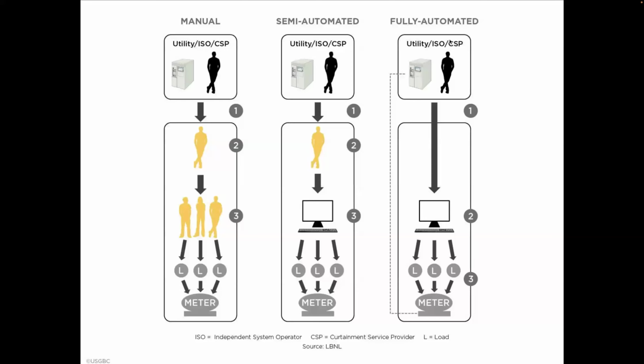Or fully automated, which is the most helpful, where the utility talks directly to your building automation system, which automatically reduces the load from there. So there's no human element to it. It just happens like that. And this is the most ideal way of doing it.